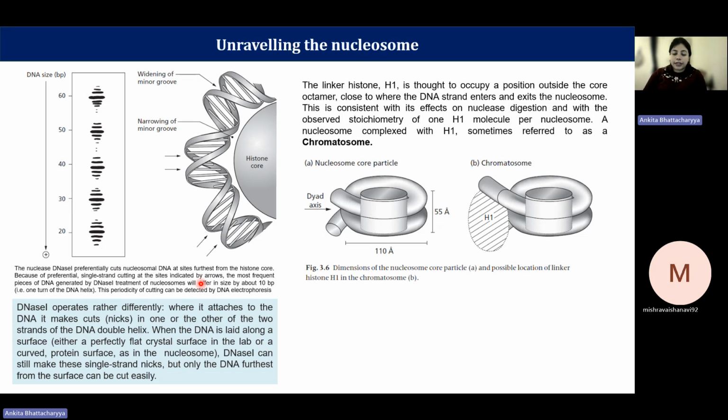So what is the key difference? First, the DNA that it can actually bind to and actually chop is different between MNase and DNase 1. The way in which the enzyme sits on the DNA is quite different, which changes the accessibility of the DNA to the enzyme, the substrate, also. When DNA is laid along a surface, DNase 1 can still make these nicks, but only the DNA which is farthest from the surface can be easily cut. So that actually allows us to distinguish between different regions of the genome.